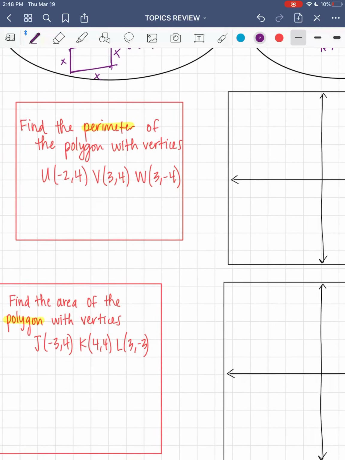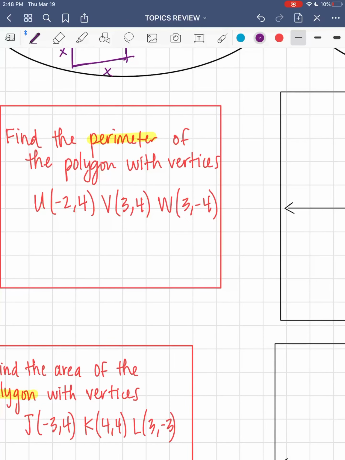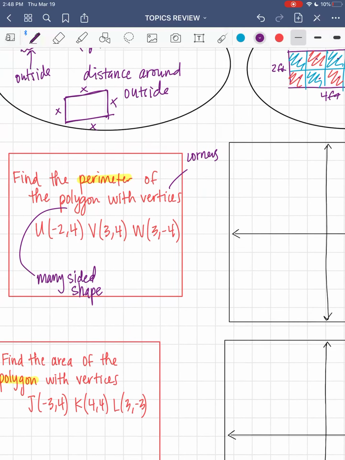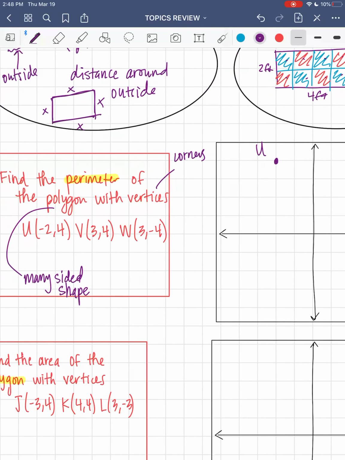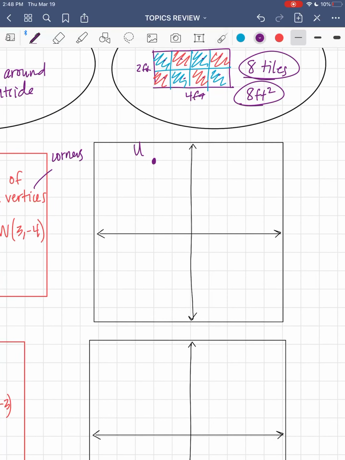So find the perimeter of the polygon with these vertices. So polygon means like shape, many-sided shape. Okay, and vertices means corners. So here we go. We have U at -2, 4. So left 2, up 4. Here's U. V is at 3, 4. So over 3, up 4.